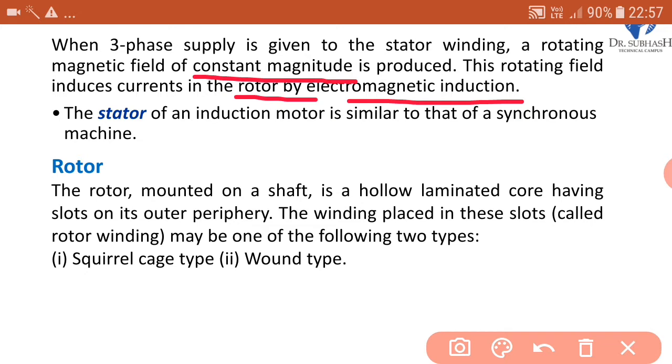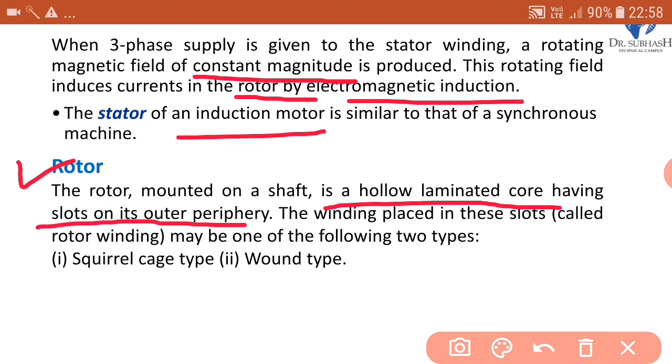The stator of an induction motor is similar to that of a synchronous machine. So this is all about the stator. Now the second main part is the rotor. The rotor mounted on a shaft is a hollow laminated core having slots in its outer periphery. We have seen that in a stator there are slots in the inner periphery, and in the rotor there are slots in the outer periphery.